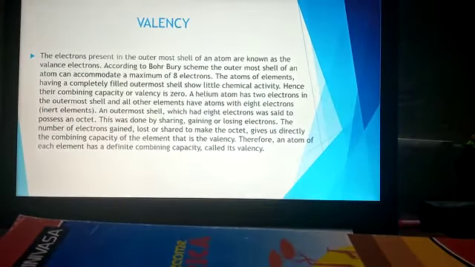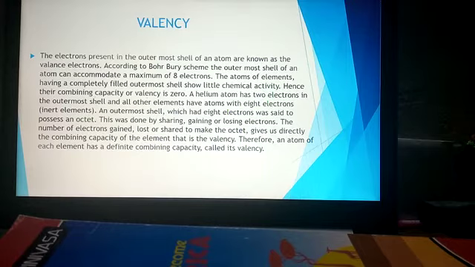Now let us move on to the next topic, that is valency. So what is valency? The electrons present in the outermost shell of an atom are known as valence electrons. So the electrons which are present in the outermost shell are called valence electrons.